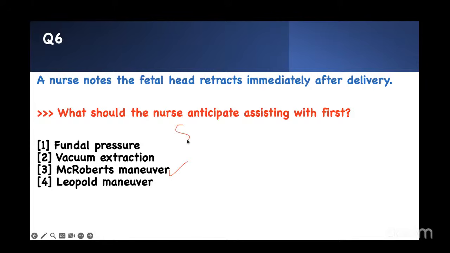You have to know these problems, shoulder dystocia, and how do you manage it? It's the McRoberts maneuver, and this is the same thing, head retracting backward. So 3 is the right answer. Okay, so watch for that.